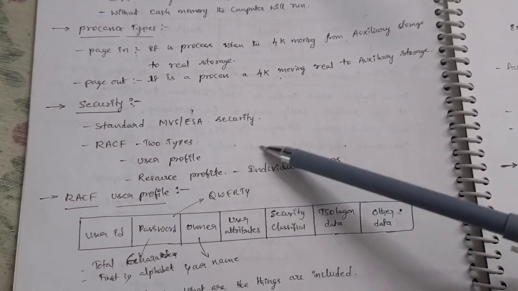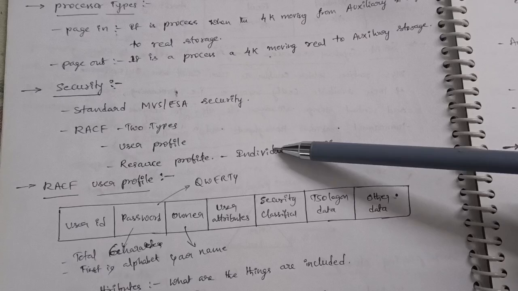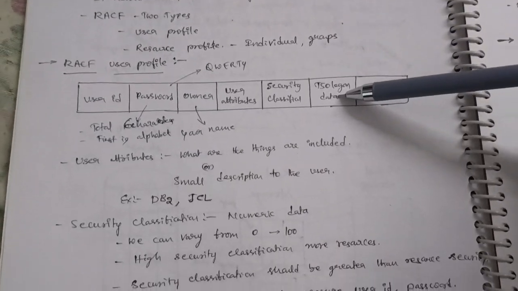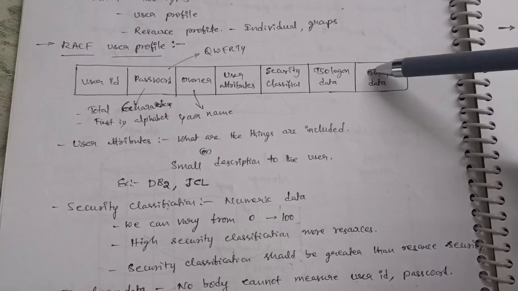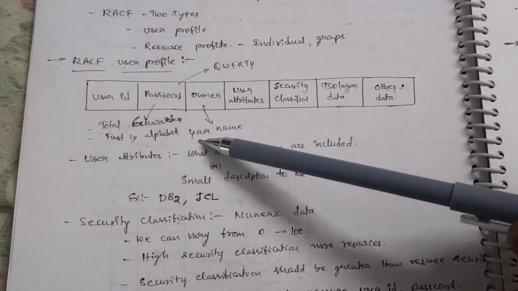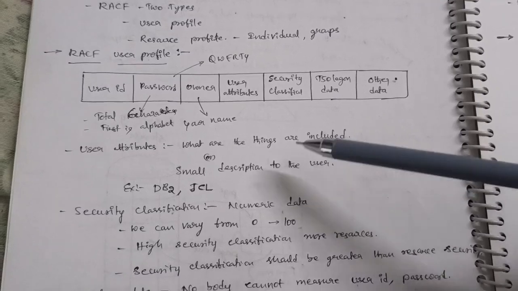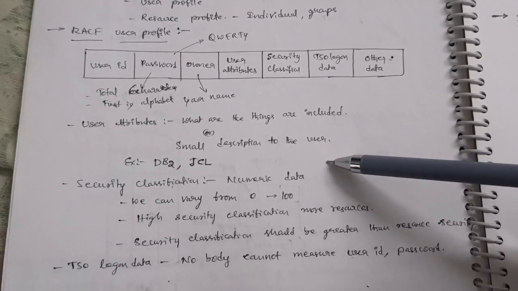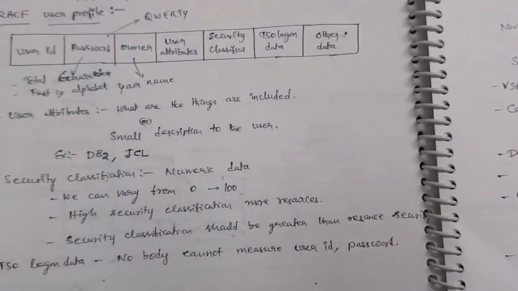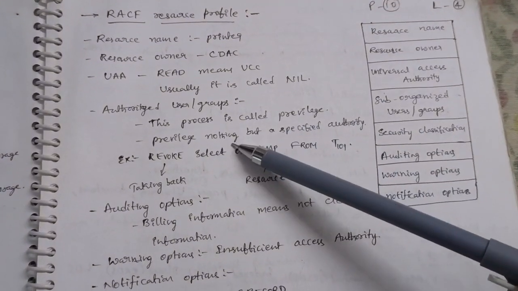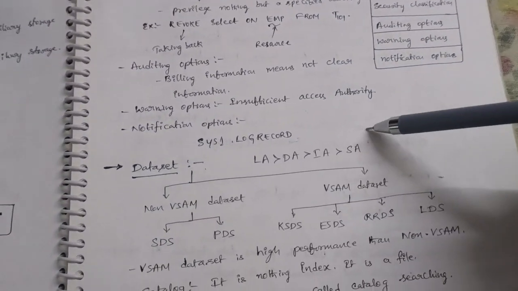And for security, we do the security with RACF, with user profile and resource profile. And the user profile will have user ID, password, owner, and this security will be done by using it for the mainframe system. And the RACF profile has these security operations.